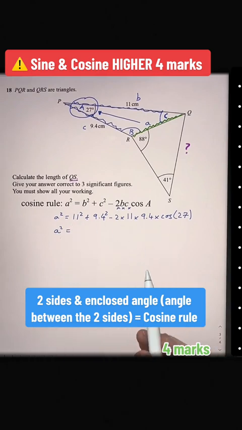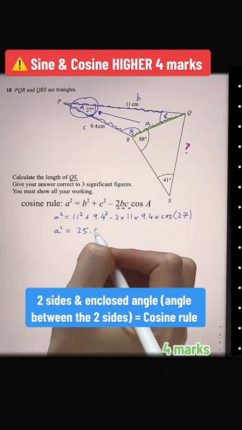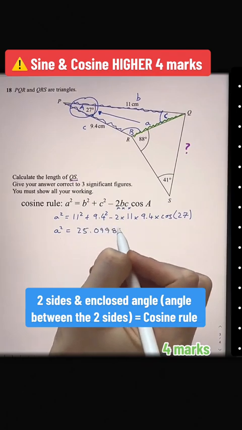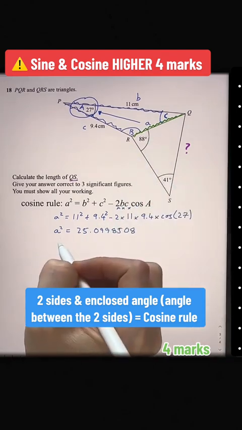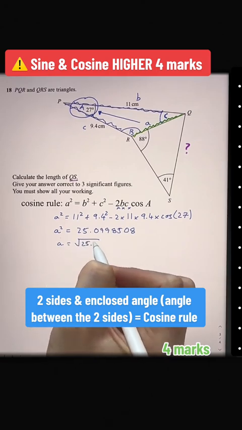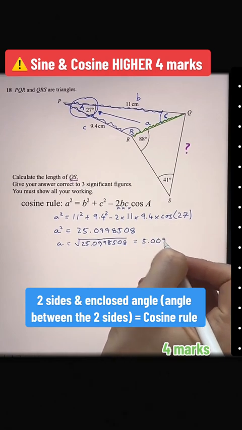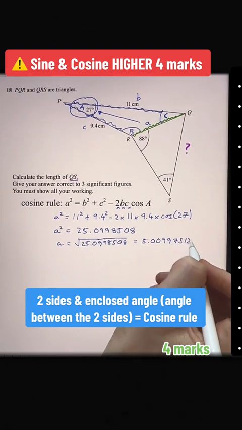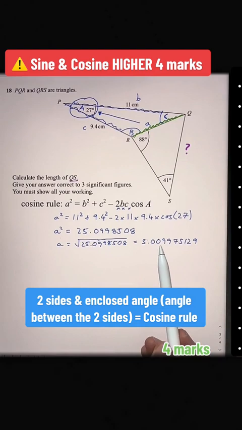Leaving the a squared alone on the left-hand side of my equation, I get a squared equal to, substitute everything on the right into a calculator, and therefore a squared equals 25.0998508. As that's a squared, and I want to find the length of a, the opposite of squared is the square root. So I'm going to square root my answer, square root of 25.09, which equals 5.009975129. I can now label the length RQ as my 5.0099 number.